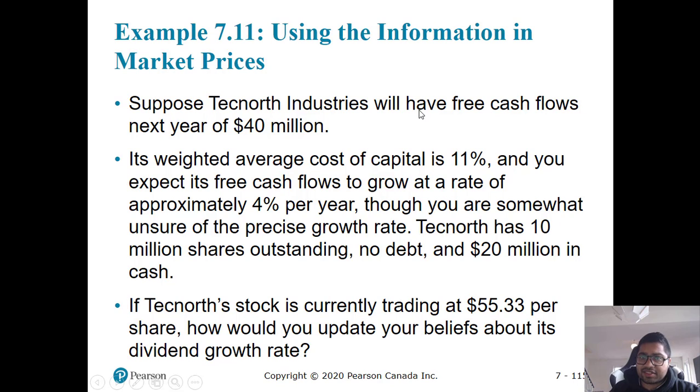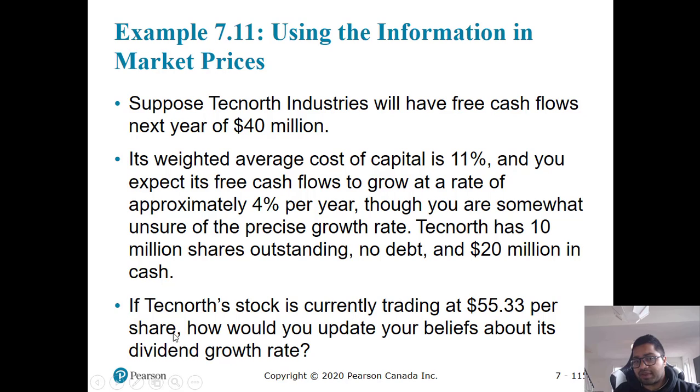Suppose this firm will have free cash flows of $40 million. Its weighted average cost of capital is 11%, and its free cash flows are expected to grow at 4% per year, though you're somewhat unsure of the precise growth rate. It has 10 million shares outstanding, no debt, and $20 million in cash. So we can calculate the current value as $55.